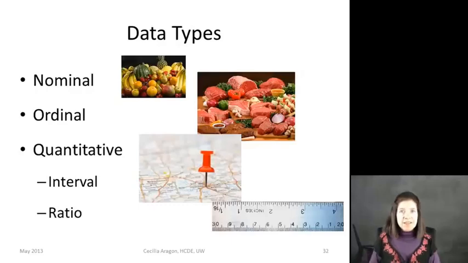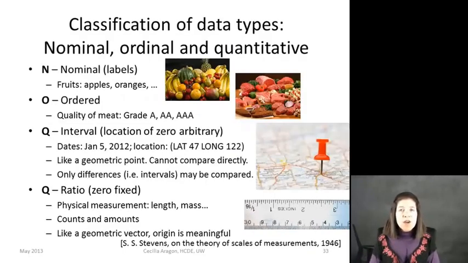Let's start with data types. There are 3 basic data types: nominal, ordinal, and quantitative, which can be further subdivided into interval and ratio. I'm going to explain each of these on the next slide. So nominal data can be thought of as labels or names. An example is fruit. Apples, oranges, peaches, pears would be described as nominal data.